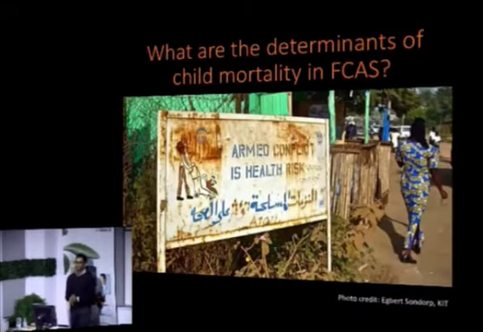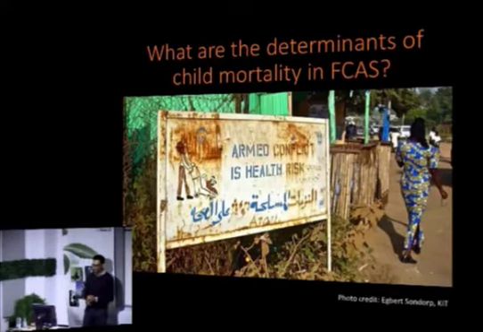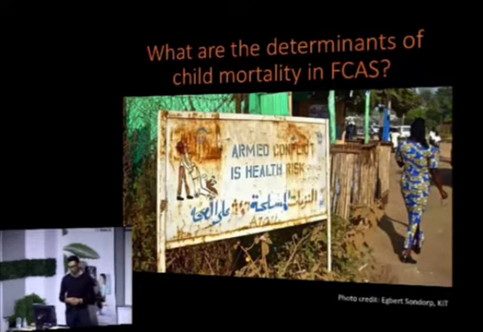So, what are the determinants of child mortality in fragile states? Is it that armed conflict itself is a health risk because children die from injuries endured through the conflict, or is it endemic diseases? What is it that we should be intervening on?